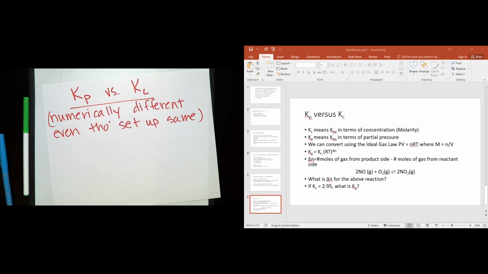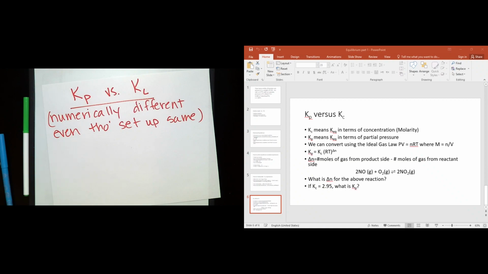Okay, and this last slide is we can convert between K in terms of the partial pressures and K in terms of concentration. Now this confuses students because we set them up the same, right? It's products over reactants. Solids and liquids are just a 1, or we sort of exclude them altogether in a way. And the coefficients are the exponents. It's set up the same way, except it's in terms of pressure versus concentration. Well, the number for partial pressure is not the same as the number for concentration. 1 atmosphere of partial pressure is not necessarily 1 molar of concentration. So the numerical values of Kp and Kc are usually different.